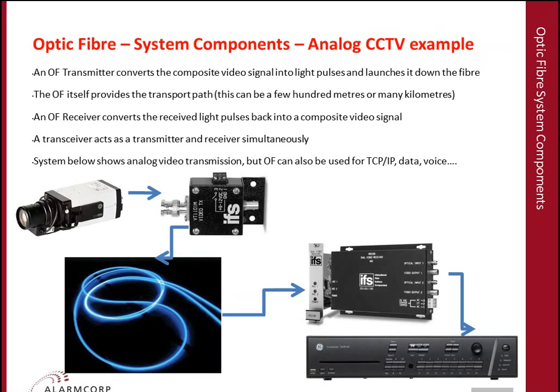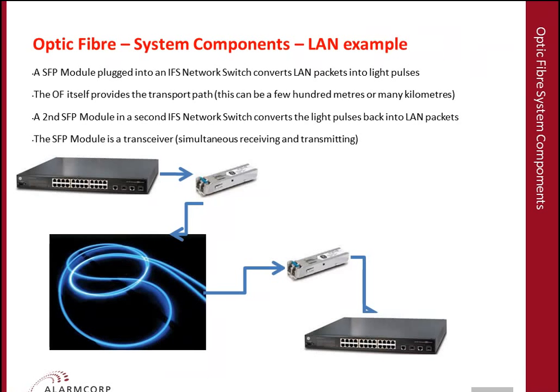Now, of course, this is a very simple example for a single channel of video. We can do the same with an optic fiber network system. In this case, we have two network switches, which are separated by a further distance than what is possible with Cat6 or Cat5. So what we do is we take an SFP, or small form factor pluggable module, into the IFS network switch, and that converts the signal into optic fiber pulses. We have an optic fiber as our transmission medium. We have another SFP at the other end, and the SFP then decodes the light pulses back into TCP/IP packets.